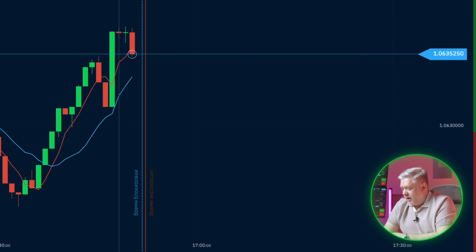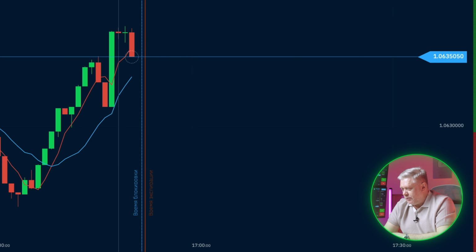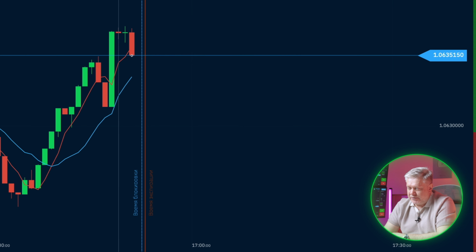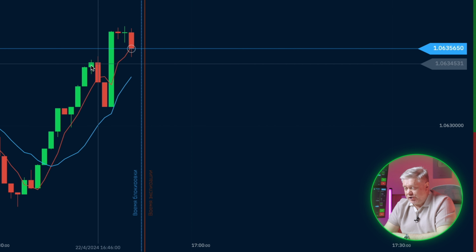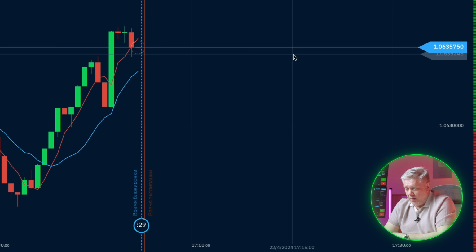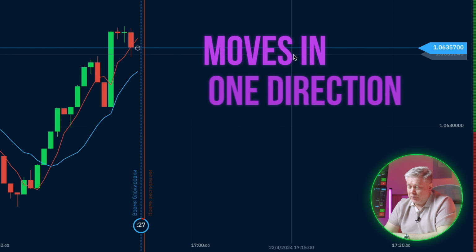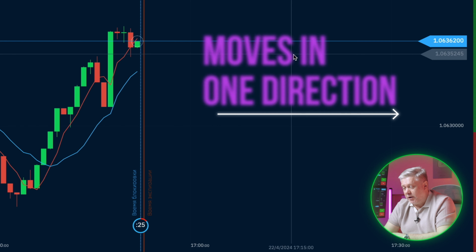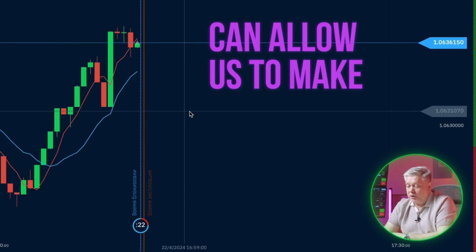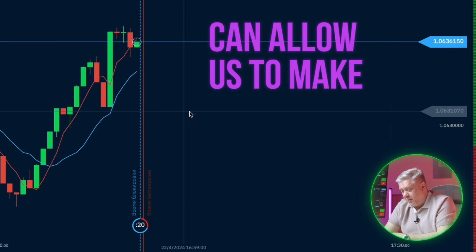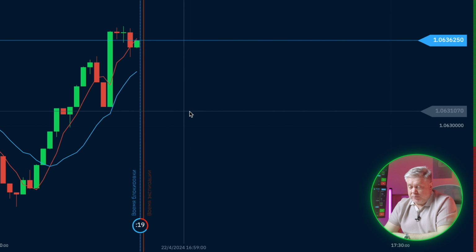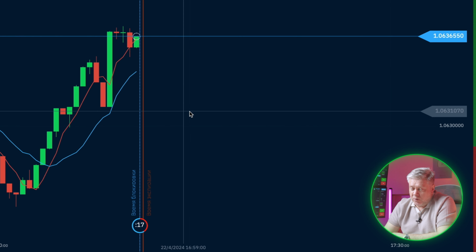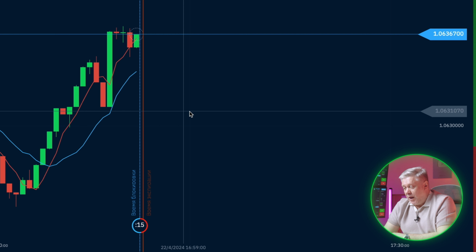Let's start. Let's choose an asset with low volatility for our trade. Why should we choose a low volatility asset? Because usually an asset with such volatility moves in one direction, and this can allow us to make a decent profit. Let's follow our old example of the main currency pair, the euro-dollar.